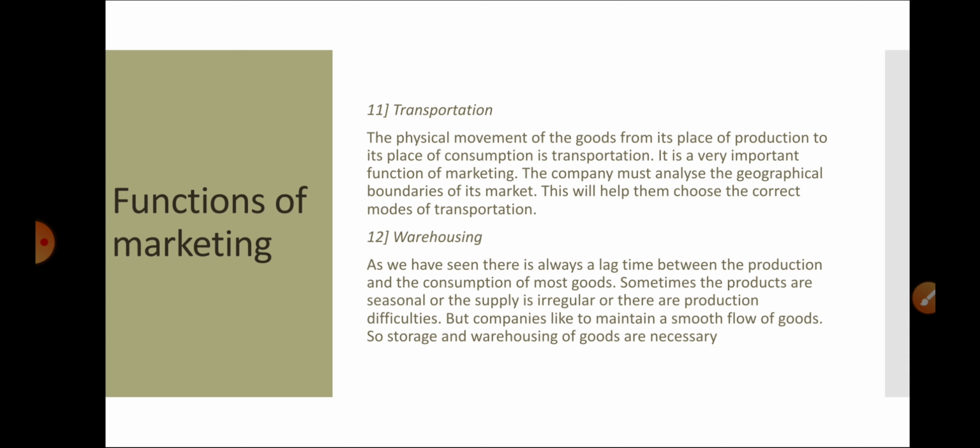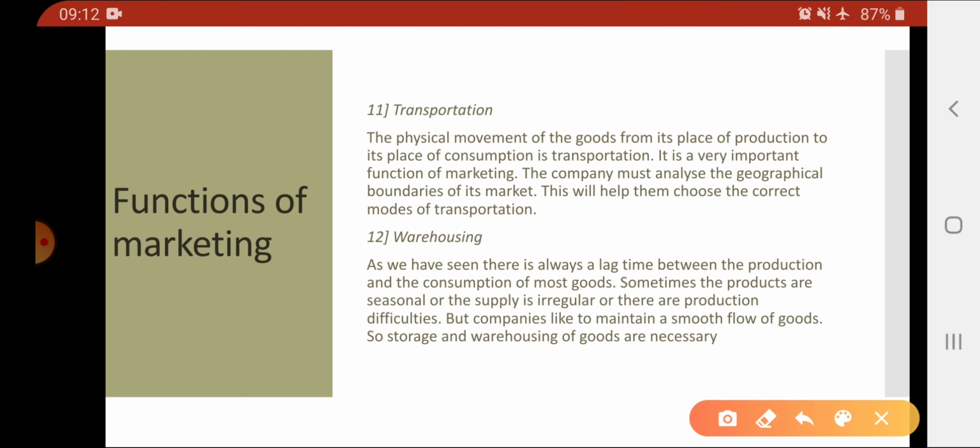Moving on to warehousing. In warehousing, we have to see where we are storing our product. Storage is very important. The reason being, we cannot sell all the stock at a time, so we need warehousing for that. It is a lag time between the production and the consumption of most goods. Sometimes the products are seasonal, like apples are seasonal, and we need cold storage for that. So for that we need a warehousing facility.